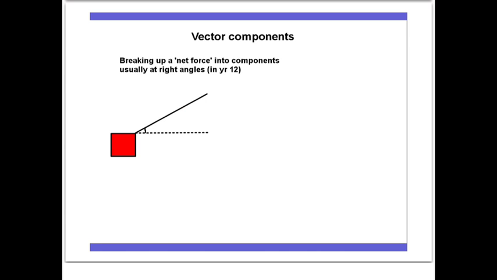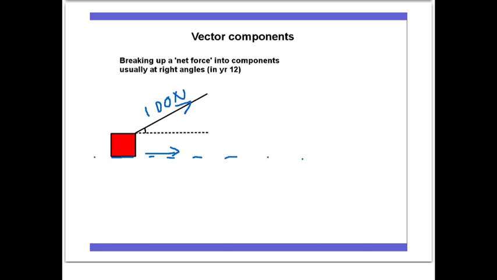Okay, vector components. This is where we take one vector and break it up into two smaller vectors or components at right angles. So the net force or the net vector is normally the hypotenuse of a right angle triangle, and we're normally breaking it up into two. So here is a common example. It's an object being dragged across a floor. It's in motion in this direction across a floor here. And there's 100 newtons, let's say 100 newtons of tension in that rope being pulling along there.